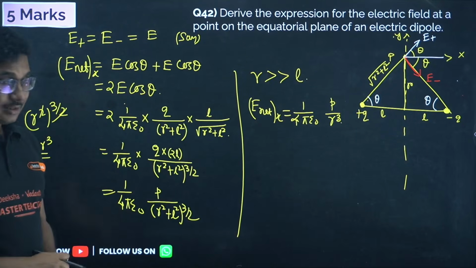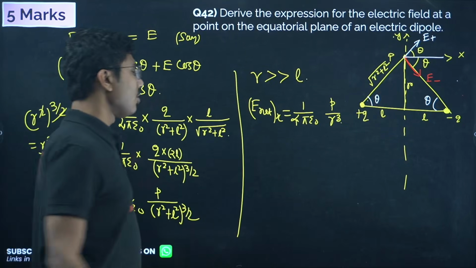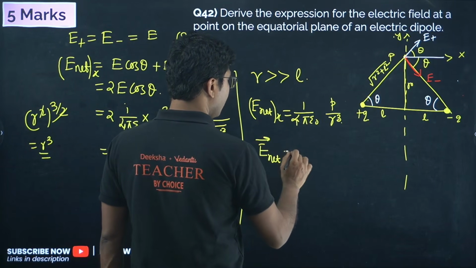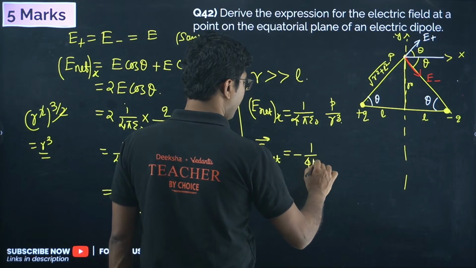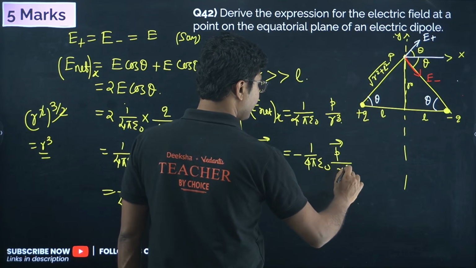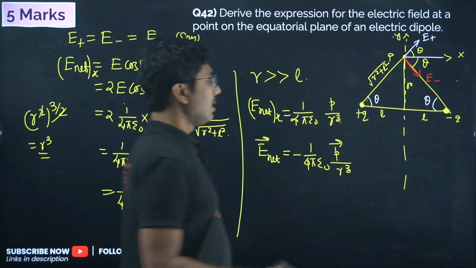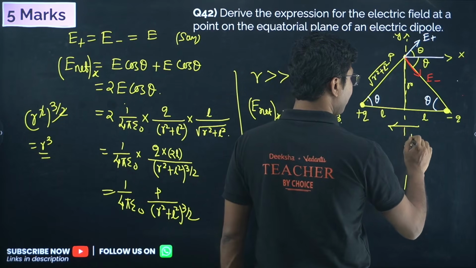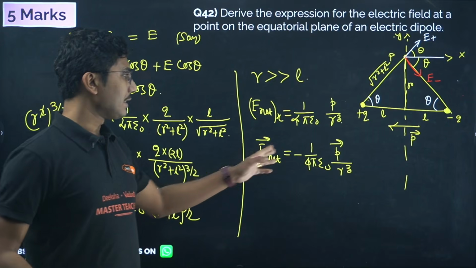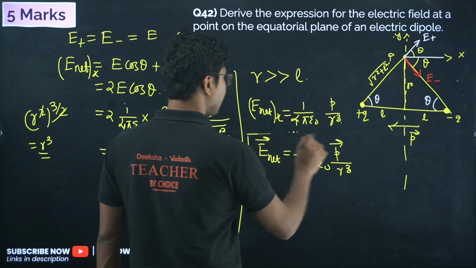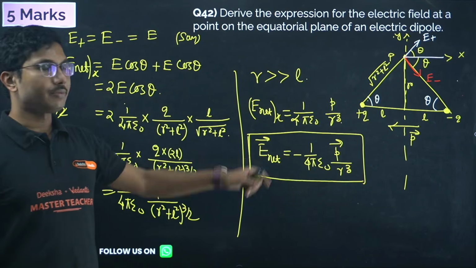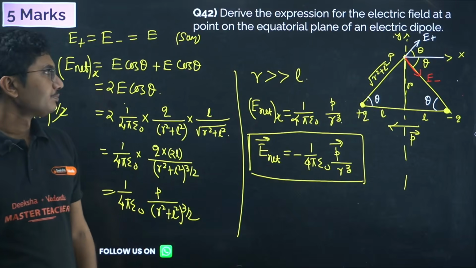Okay, now this is not over for the equatorial plane. For the equatorial plane you have to write the vector notation as well. It is not required for the axial plane, but for the equatorial plane this is compulsory, because the dipole moment is from negative to positive, so the net electric field is in the opposite direction. That's why there is a negative sign here. The negative sign represents that electric field and dipole moment are in opposite directions. So this negative sign has to be there in the final answer.